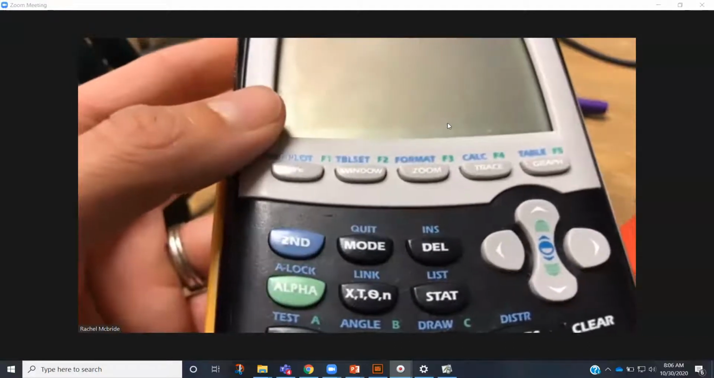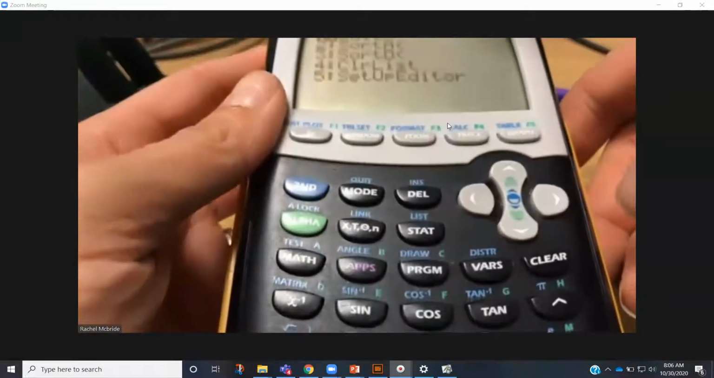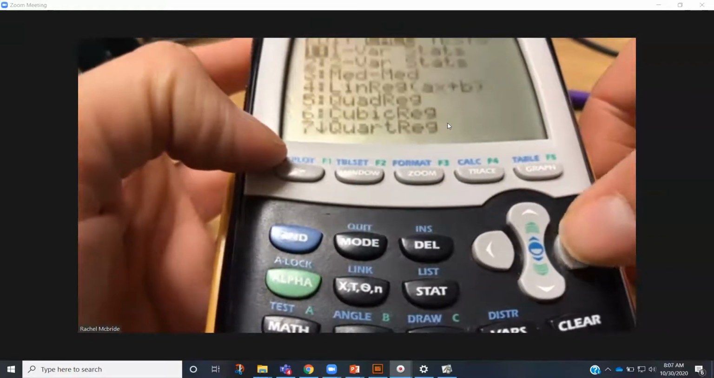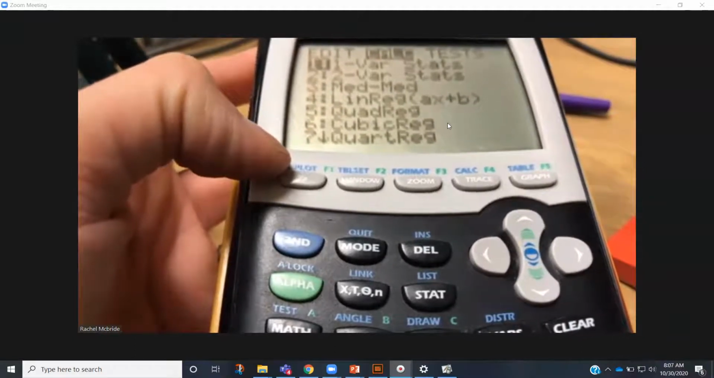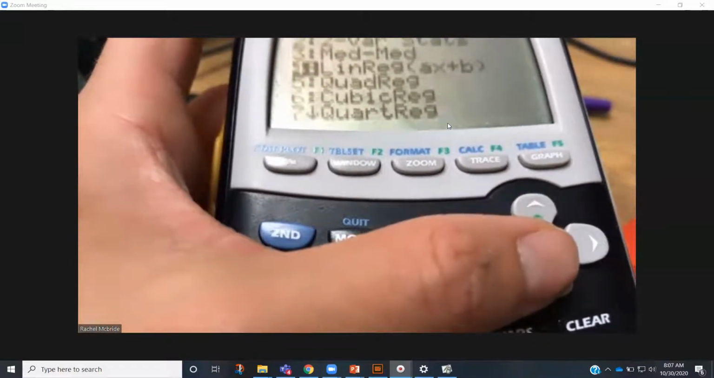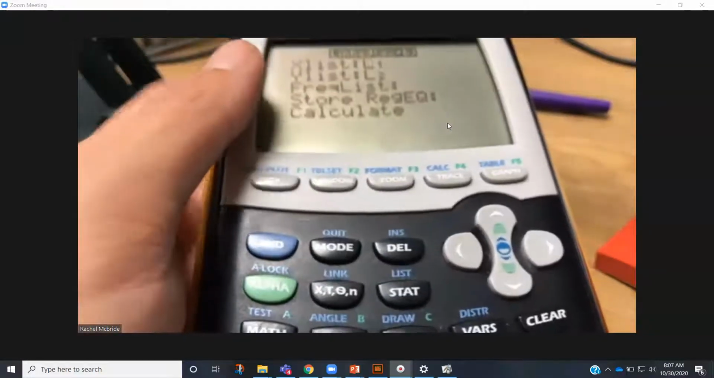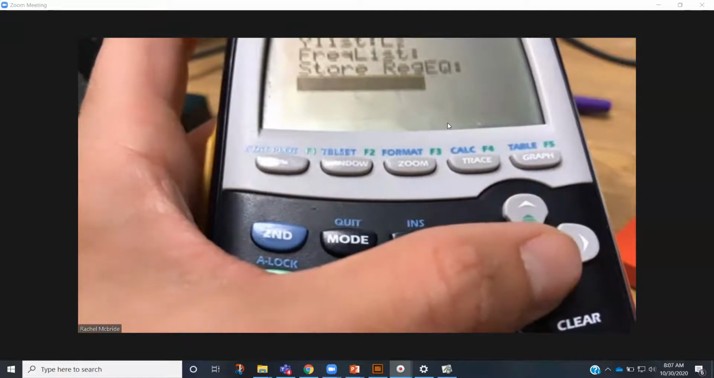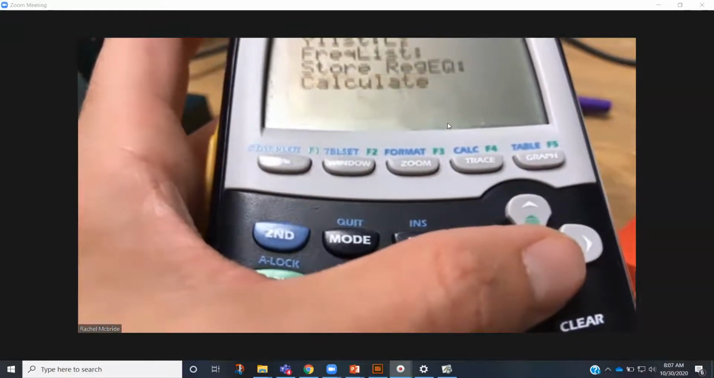Once you have cleared your screen, you're going to hit the word stat again. Now you're going to be back on that same screen that has the edit. This time we're going to arrow to the right to calculate, and we are looking for the linear regression. So we're going to go down to option 4, which is LinReg, and hit enter. Now, if you have a newer calculator like mine, you have to actually arrow all the way down to calculate. If you're using one of the older calculators like the black ones, then you can just hit enter one more time.